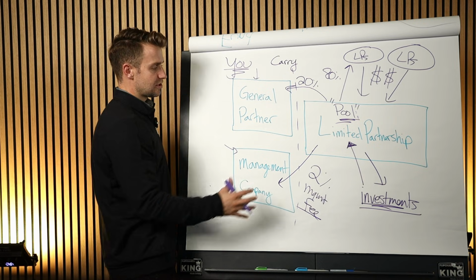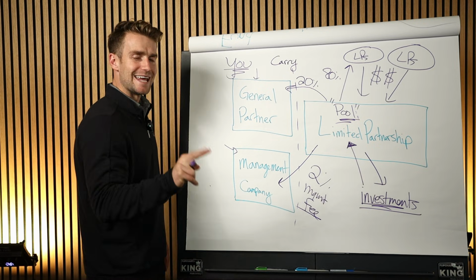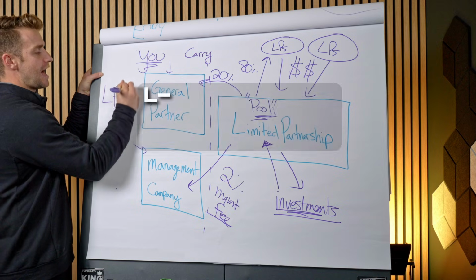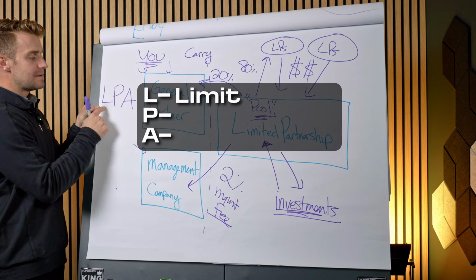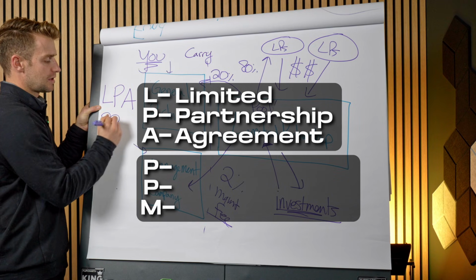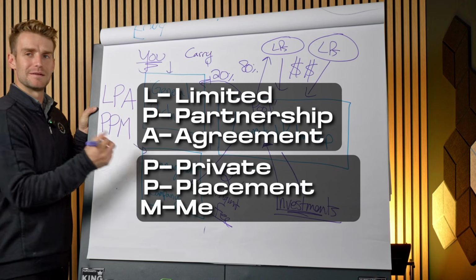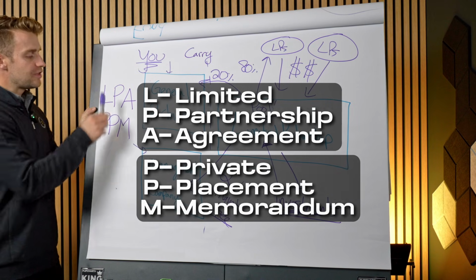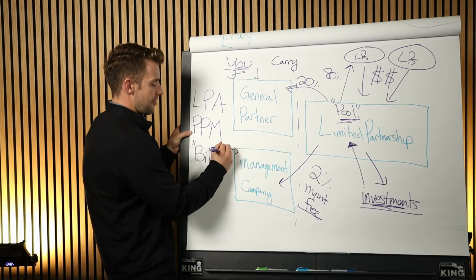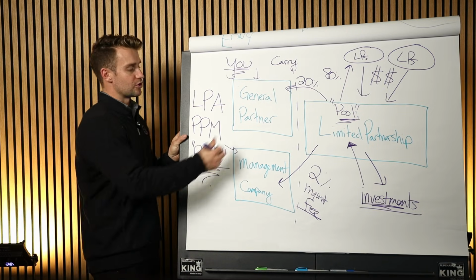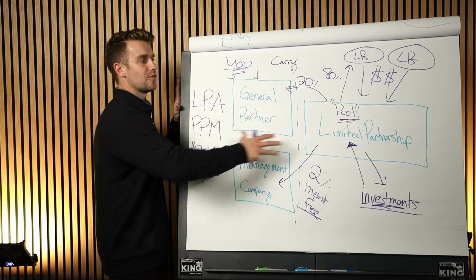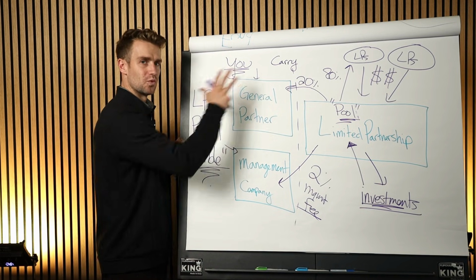All of this structure is governed by 2 main legal documents. These legal documents are called your LPA, or Limited Partnership Agreement, and then your PPM, your Private Placement Memorandum. Both these docs, I like to lovingly call them the Bible. They are the Bible for your fund. They are all the laws, the covenants, the bylaws of how all the relationship of this works.